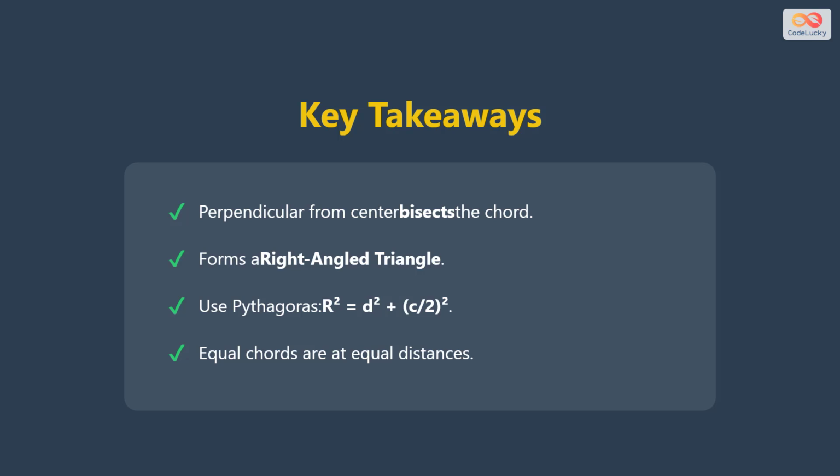To wrap up, remember these key points. The perpendicular from the center always bisects the chord. This creates a right triangle, allowing us to use Pythagoras' theorem to find missing lengths.